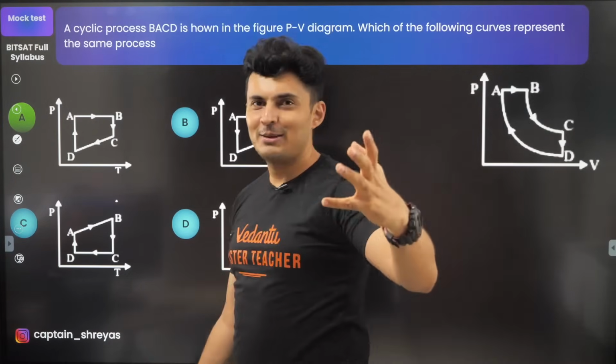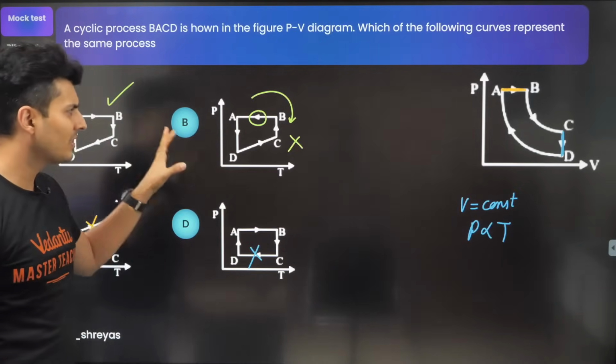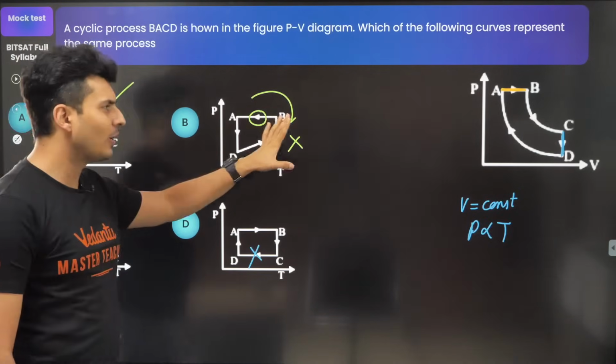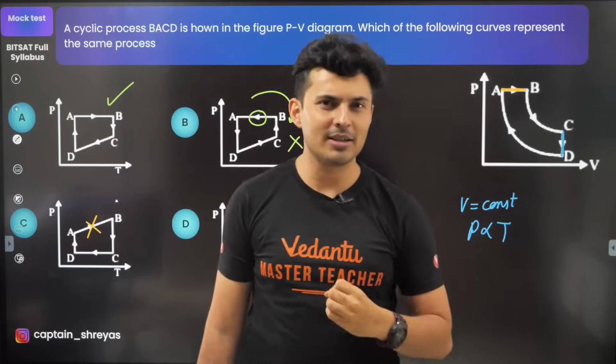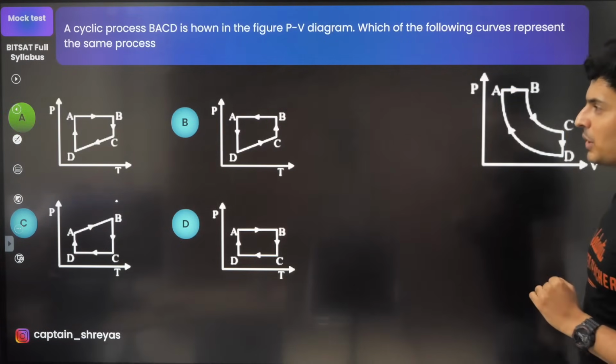So it's all about elimination and going one step at a time. Check each and every process. You will see something or the other will be wrong. This is how usually these questions are done. Don't sit and draw the graph from scratch. Moving on to the next one.